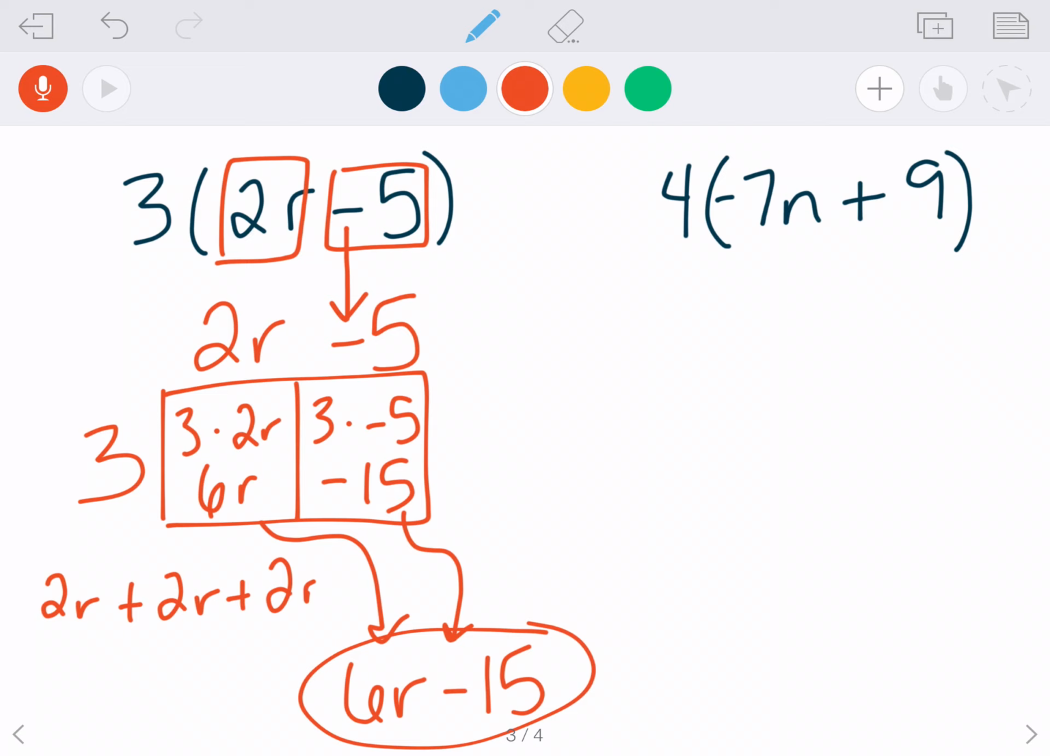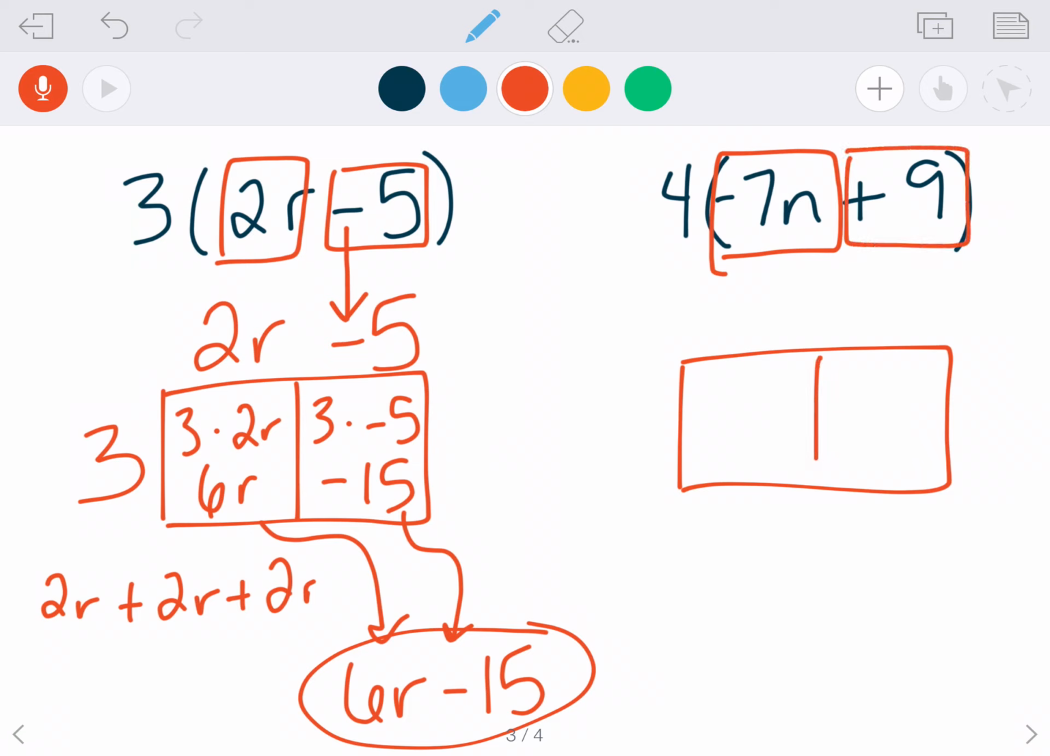Next we have 4 times negative 7n plus 9. Again, first thing, draw your area model, and let's see how many terms we have inside parentheses. I have -7n, and I have +9. I have 2 terms. 4 goes out front, -7n plus 9. 4 times -7n. Again, I can multiply that coefficient, -7, and that constant 4, because it would be the same as if we were doing repeated addition.